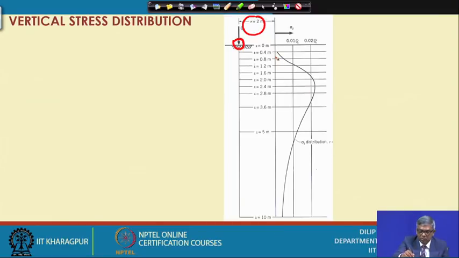That means, close to the surface it is less, and at some depth it will be increasing, reaching the maximum, then it will be decreasing, and theoretically it is supposed to go up to infinity, but up to some depth the value, when compared to the maximum value, becomes negligible, so we generally ignore the effect. So, this is one observation.